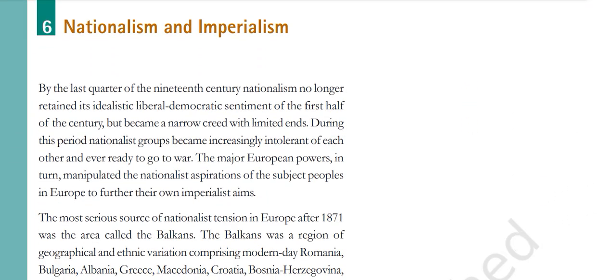Nationalism and imperialism. By the last quarter of the 19th century, nationalism no longer retained its idealist liberal democratic sentiment of the first half of the century, but became a narrow creed with limited ends. During this period, nationalist groups became increasingly intolerant of each other and ever ready to go to war. The major European powers in turn manipulated the nationalist aspirations of the subject peoples in Europe to further their own imperialist aims.